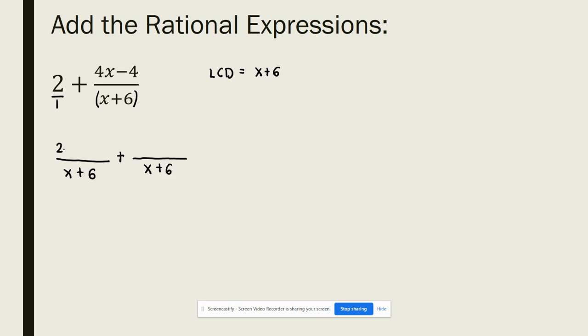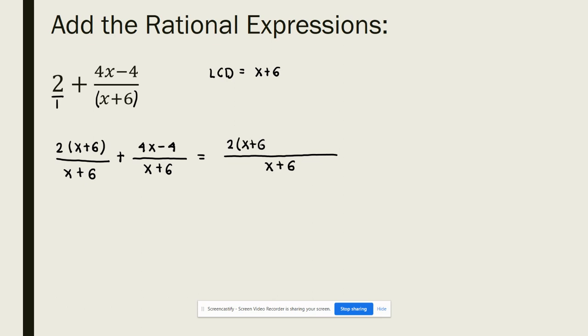Because the numerator started off as a 2, it's now going to not just be a 2 if I had to change the denominator. Since the 1 turned into an x plus 6, that means that I had to multiply both the top and the bottom of that fraction by an x plus 6. If I look at the second fraction, the denominator hasn't changed, which means the numerator won't change. Now that they have the same denominator, I can combine the fractions by keeping it all over that LCD.